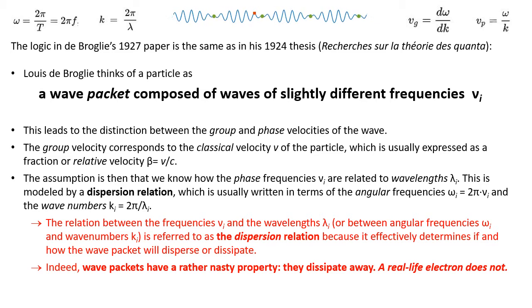And we'll model that by a dispersion relationship, which is called a dispersion relationship because you need to have a special type of relation between the frequencies and the wave numbers to make sure our wave packet stays together. And in quantum mechanics, it doesn't stay together. Why? Because we will use the Planck-Einstein relationship, and it sort of falls apart really. I'll show you. The wave packets have a rather nasty property. They dissipate away, and a real live electron does not.